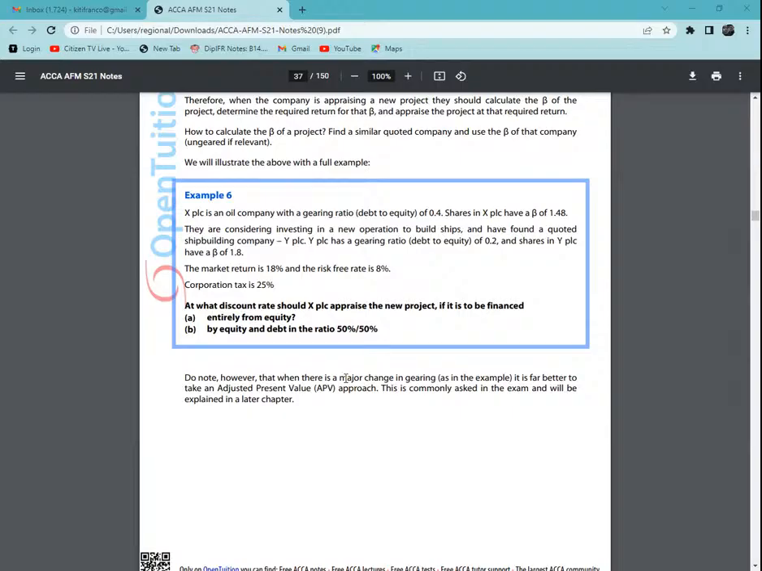They're considering investing in a new operation to build ships and have found a quoted shipping company, YPLC. This shipping company, YPLC, has a gearing ratio of 0.2, and the shares in YPLC have a beta of 1.8. Now, tell me, how do you understand this beta of 1.8? Is it beta equity of a levered firm or beta equity of an unlevered firm?